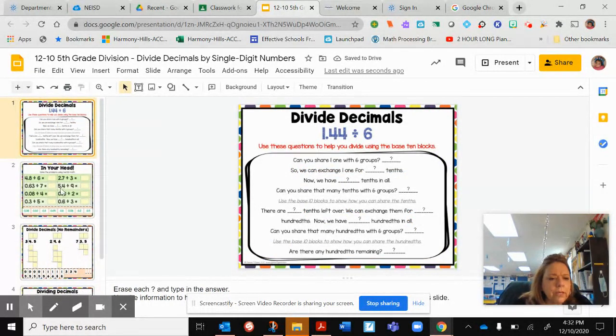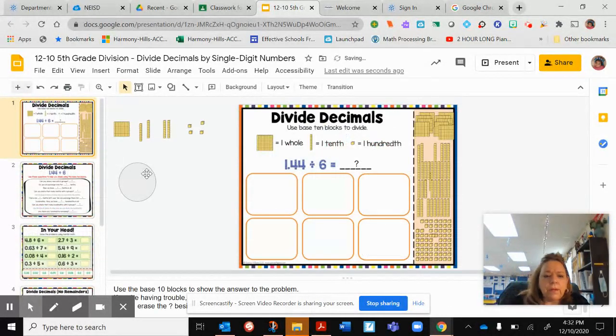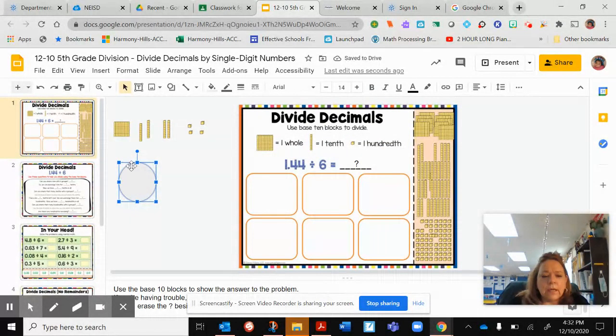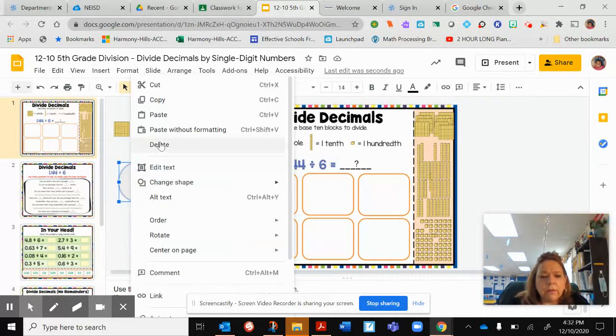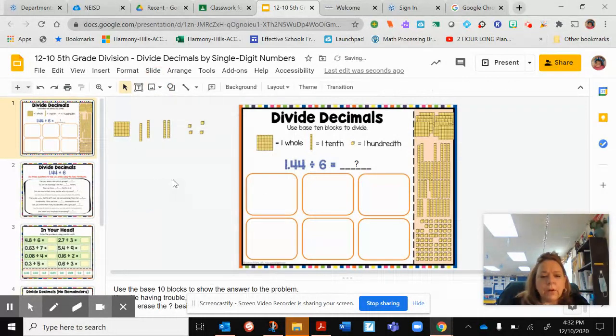What happened? Where did it go? Control Z. There we go. It disappeared on me when I hit that delete. I wanted to get rid of that one. Let me cut that part. There we go. All right, and then I'm going to just drag it into my groups.